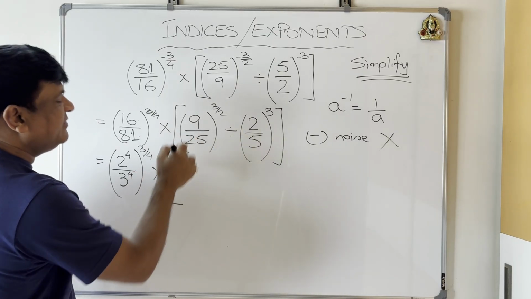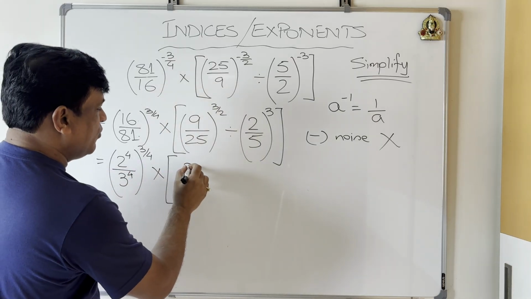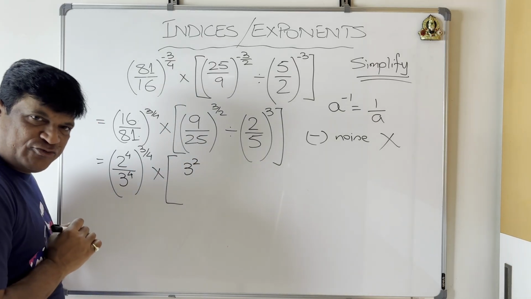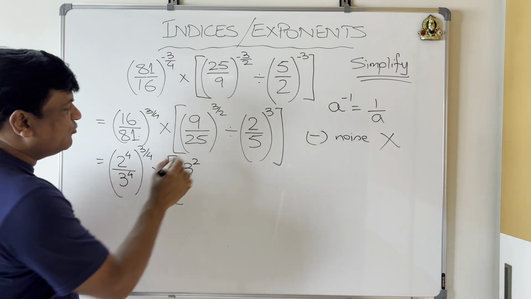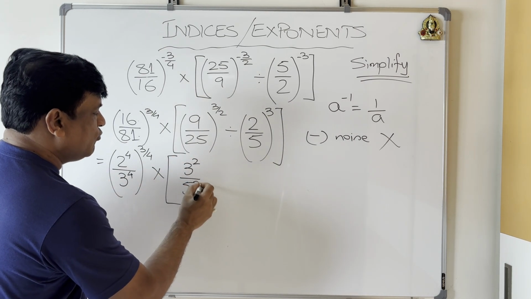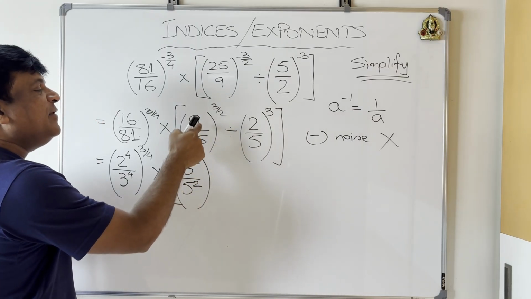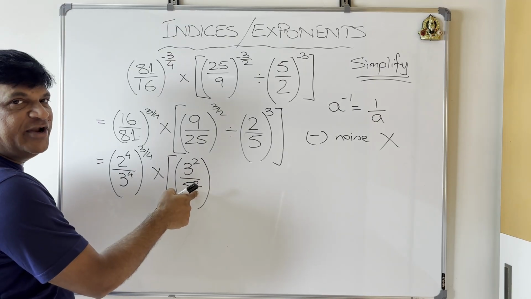Now go to the next one. Next one, start this bracket. What is 9? 9, we know that it is 3 square. Can I replace it with 3 square? I'm replacing 9 as 3 square. Similarly, what is 25? 25 is nothing but 5 square. Whole to the power, because we have only simplified 9 by 25 in this particular format.